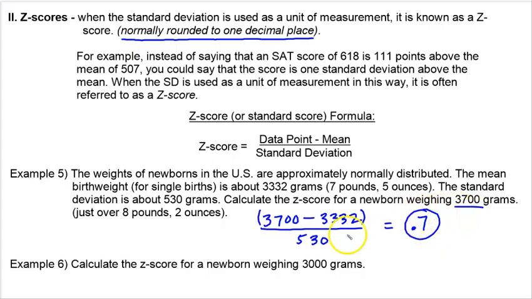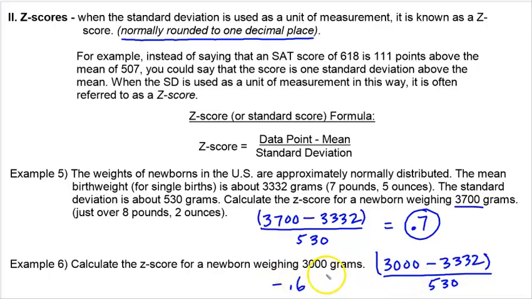All right, now let's do another example. If the newborn weighed 3,000 grams, so that's our data point, we subtract the mean and divide by the standard deviation. And this is going to fall below the mean. Negative 0.6 would be the z-score.